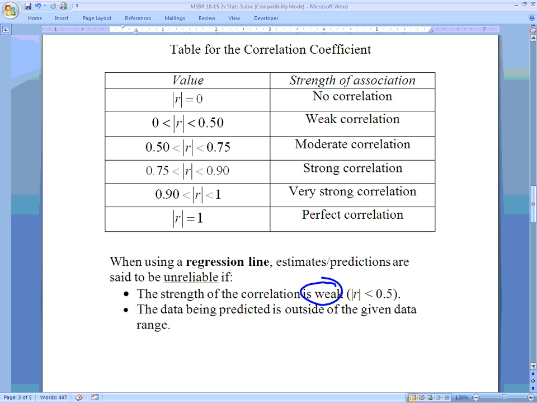So number one, if you have a low R value, any predictions made with that regression line or line of best fit are not going to be very good. Secondly, if the data that you're asked to predict about is outside of the range of data, and we'll look at that in a moment coming up here, but think about running a race.